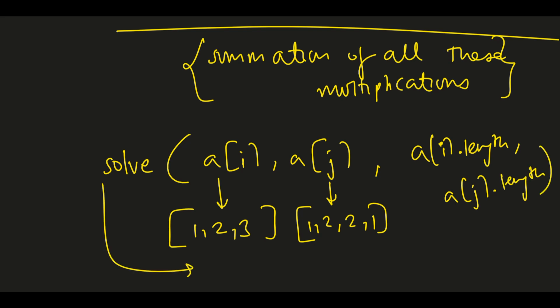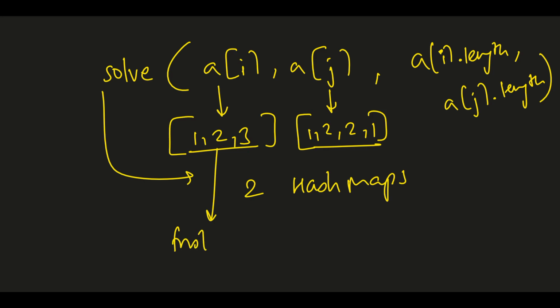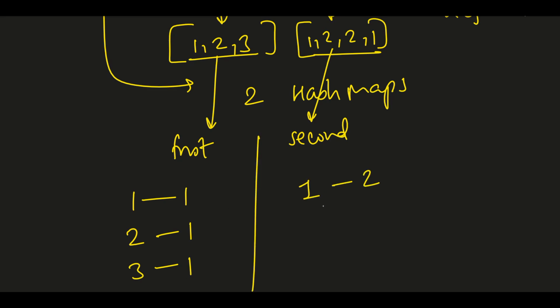And in this solve function, I will make 2 hash maps. Am I correct? So 2 hash maps are made. And finally what we are doing is we are traversing for every hash map. Let's call this the first hash map and this the second hash map. In the first hash map, 1 is appearing 1 time, 2 is appearing 1 time, 3 is appearing 1 time. In the second hash map, 1 is appearing 2 times, 2 is appearing 2 times.